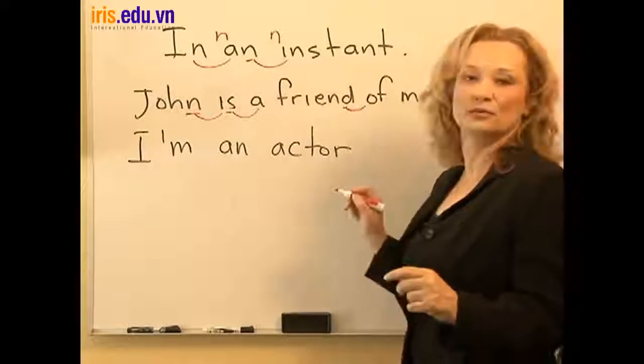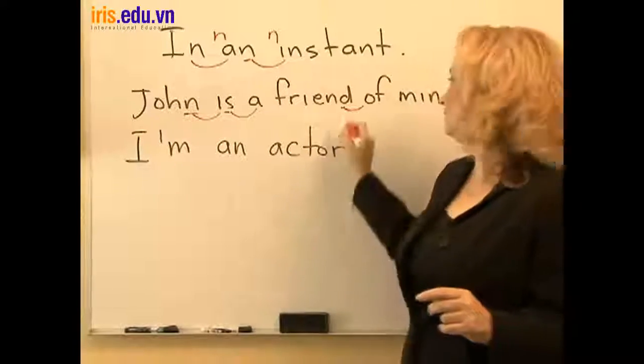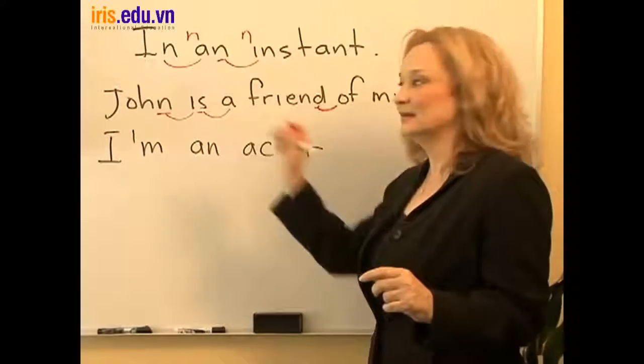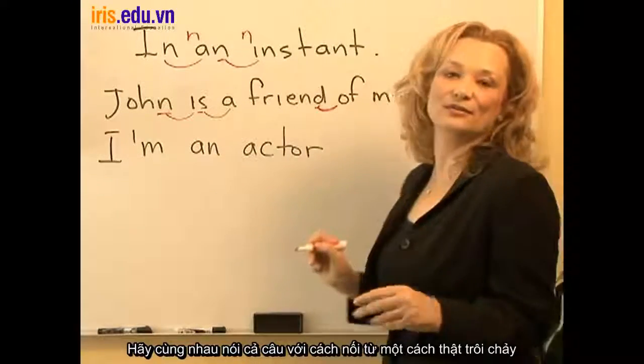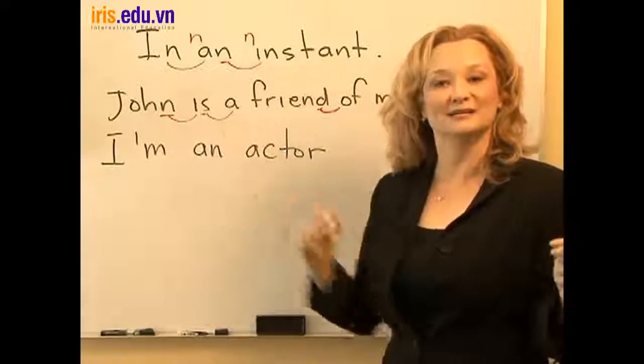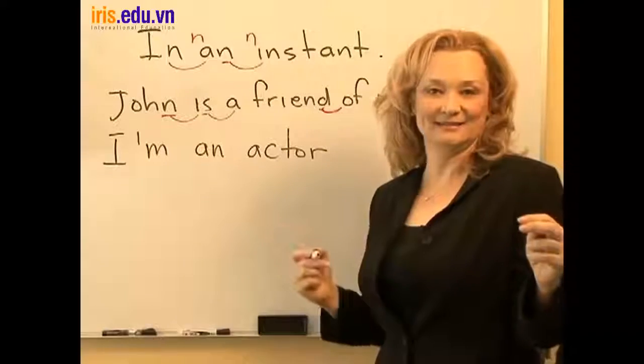Friend of. One more opportunity to link. We say friend of. Let's say the whole sentence together now, linked smoothly. John is a friend of mine.